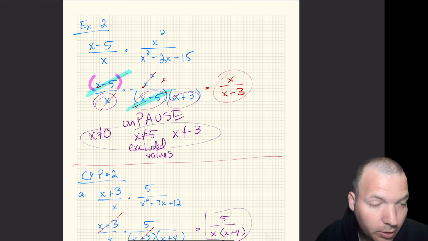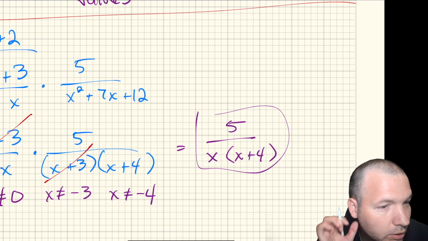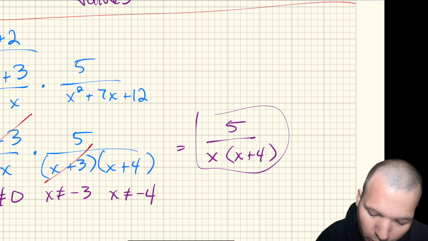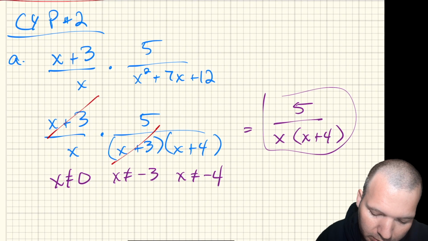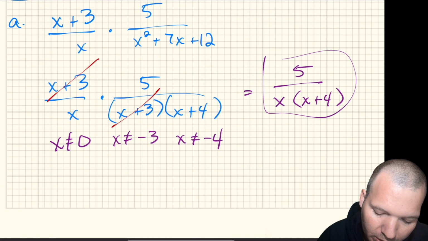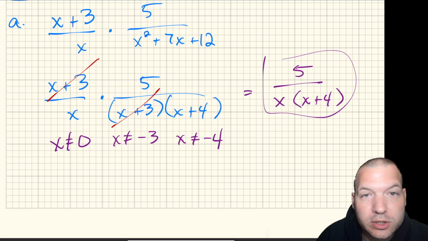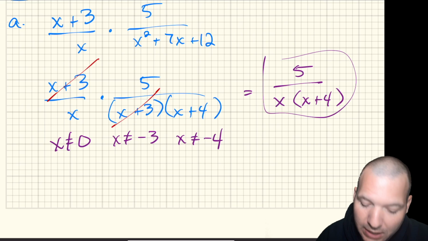All right, so here are my answers. Check your progress 2A. I got 5 over x times the quantity x plus 4. With excluded values, x cannot be 0, x cannot be negative 3, and x cannot be negative 4. And again, we do those excluded values before we cancel so that we don't accidentally miss any of them.